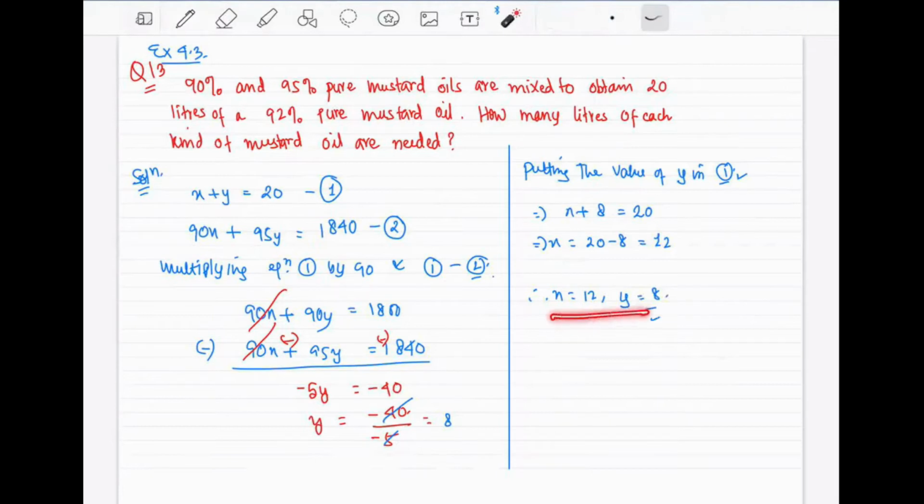Now we have determined the unknowns. See what the question wanted. The question wanted here, how many liters of each kind of mustard oil are needed? For the 90% kind, we have taken it as x liters, right?